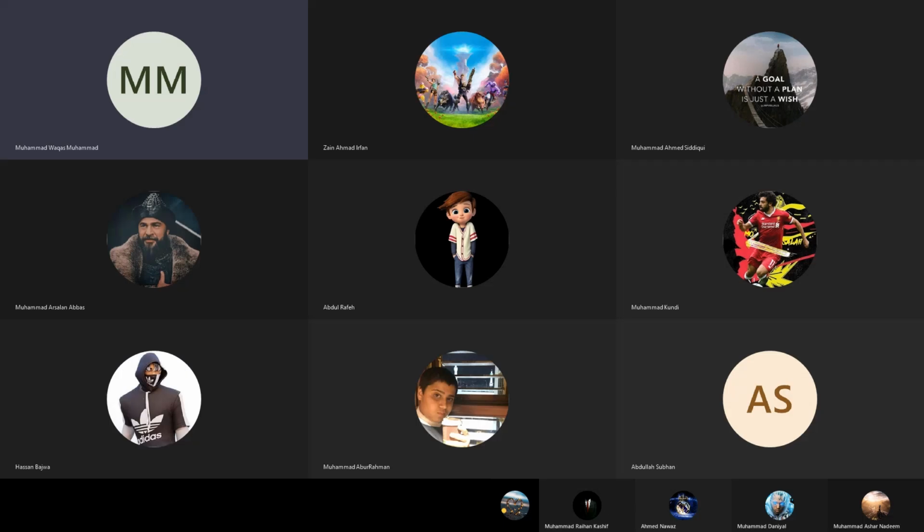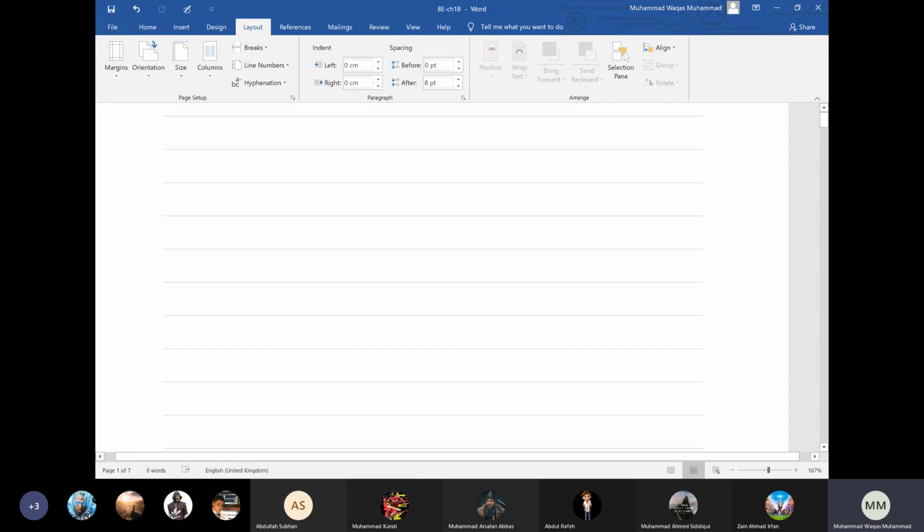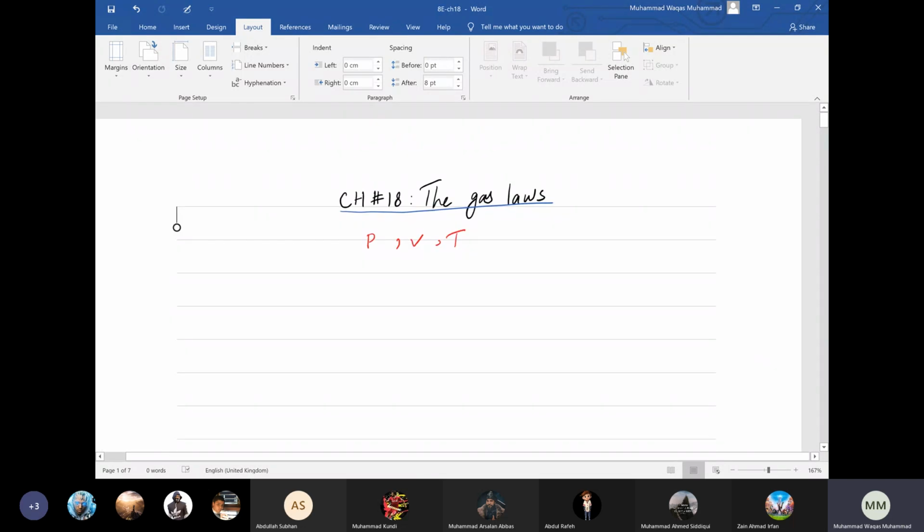Chapter number 18 is about gas laws. Basically, here we will be studying about gases. Before we start studying this, can someone tell me the kinetic theory of gases?